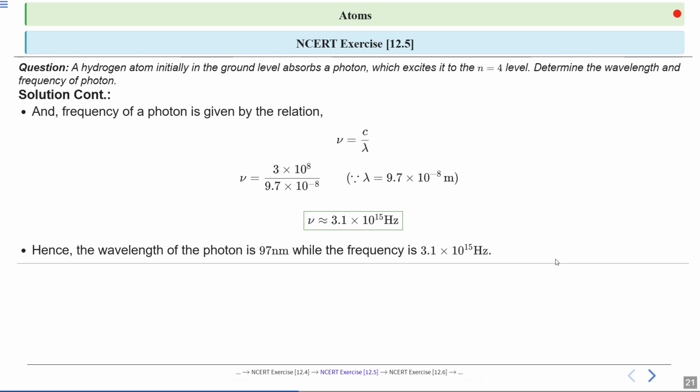To summarize, the photon that excites the hydrogen atom from the ground state to n equal to 4 has a wavelength of 97 nanometers and a frequency of 3.1 times 10 to the power 15 Hz.